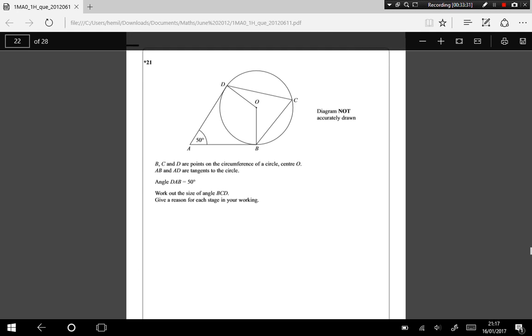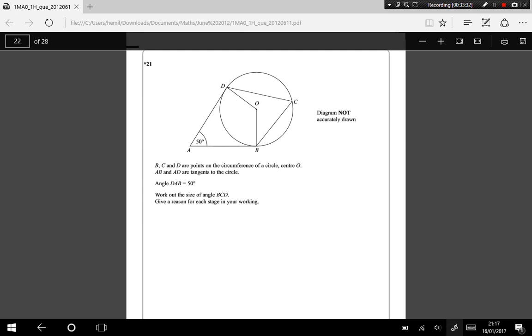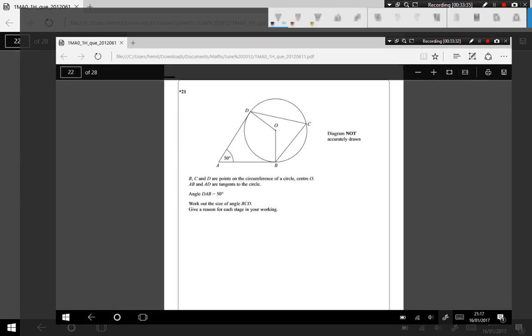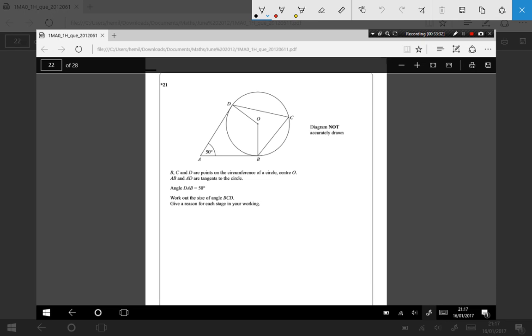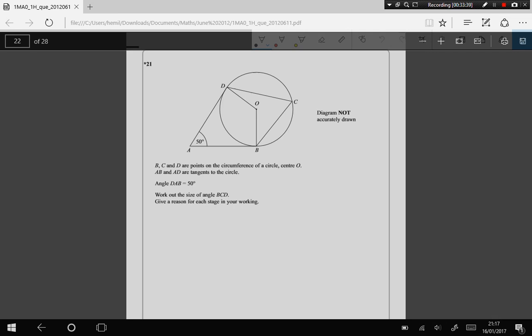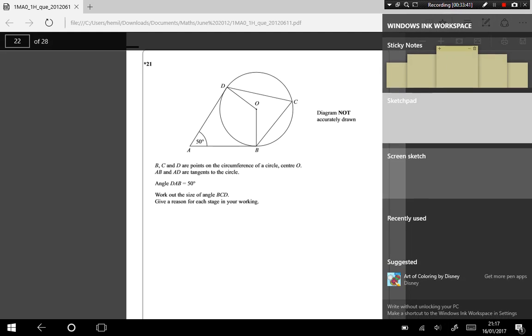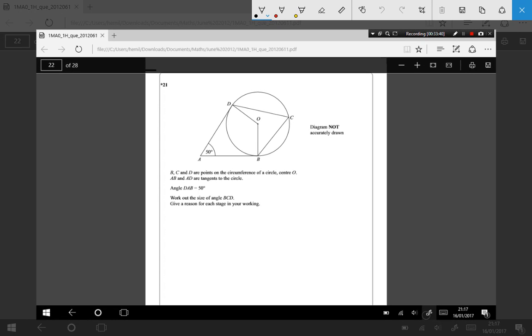And so let's go to question 21 now. These are the ones that require the proofs and also give good marks. So what you want to do now is give proofs for this question. So it says B, C, and D are points on the circumference of a circle, center O. AB and AD are tangents. Angle DAB is equal to 50 degrees. Work out the size of angle BCD.